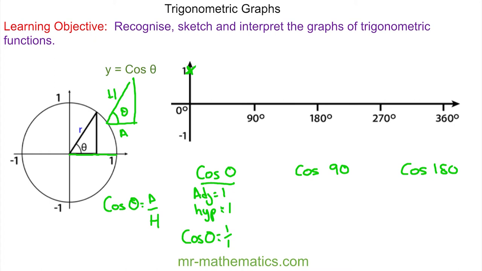When we look at the cosine of 90, we rotate our angle 90 degrees, so it becomes here. You can see now that the adjacent is 0 because we're going vertically up. So the adjacent is 0, the hypotenuse is still the radius, which is 1. So the cosine of 90 is the adjacent over the hypotenuse, which is 0. So that point goes here. We'll move on to the cosine of 180, which is here along this angle. You can see the adjacent is now negative 1.